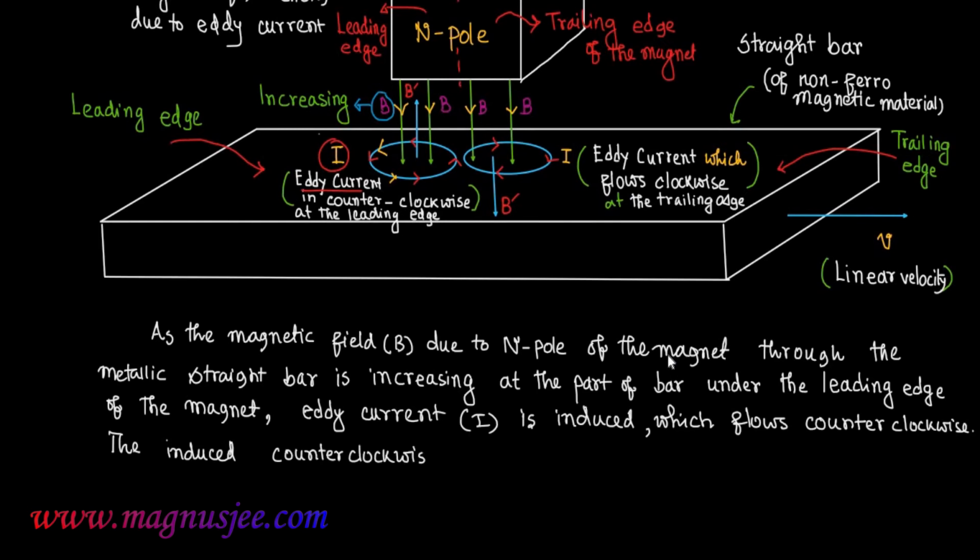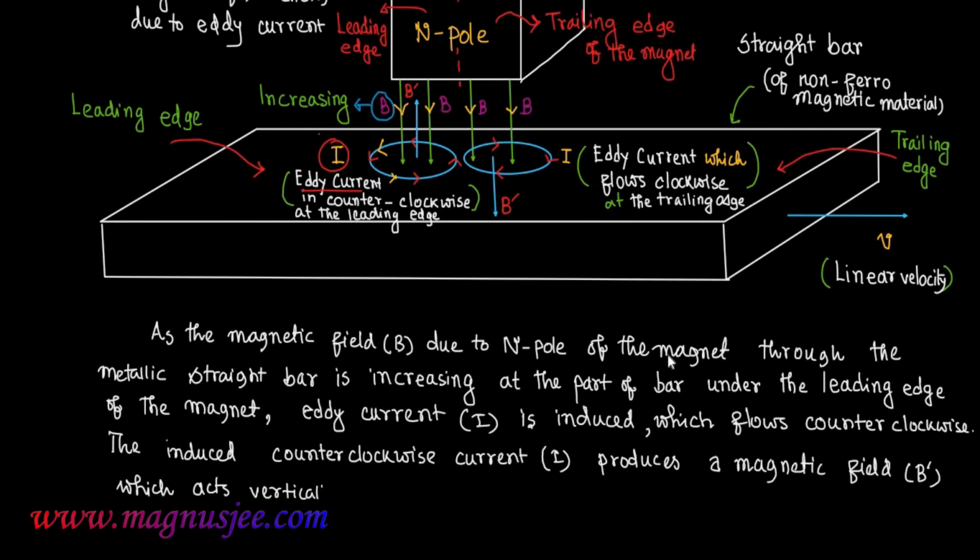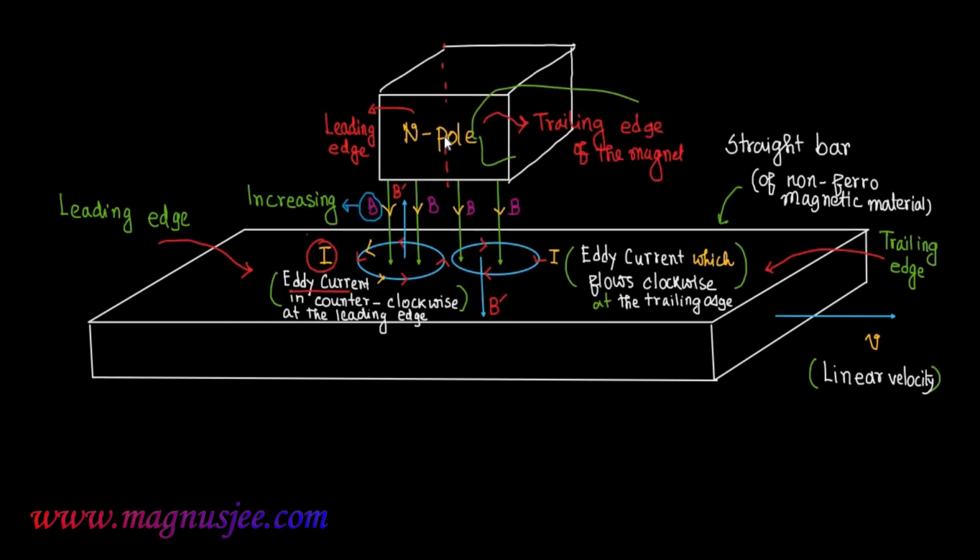The induced counterclockwise current I flowing through the straight bar just below the leading edge of the north pole of the magnet produces a magnetic field B prime, which acts vertically upwards and repels the north pole of the magnet.